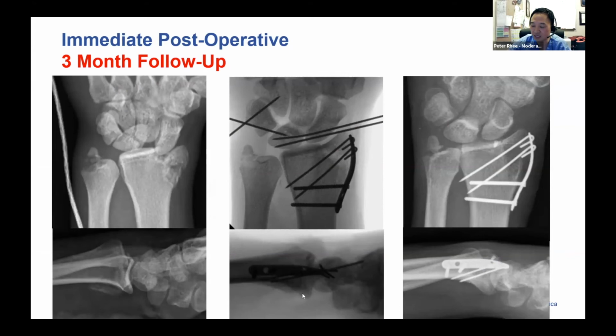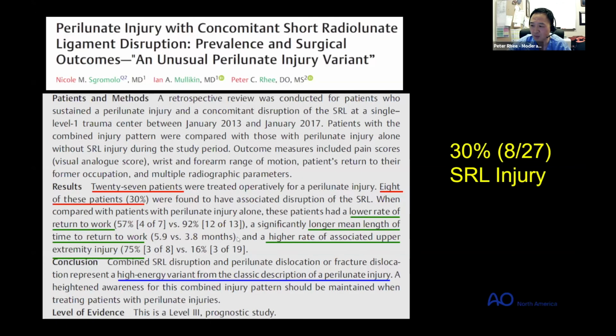Here I use the all suture anchors, and I ran out of those, so I used this metal suture anchor for the dorsal capsule. But we looked at the 27 that I treated over this 4-year period, and I always go volar, so I could look at these. 8 of those actually had a short radiolunate injury. And I hate showing my own study.